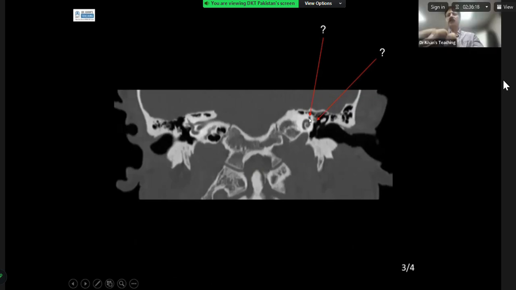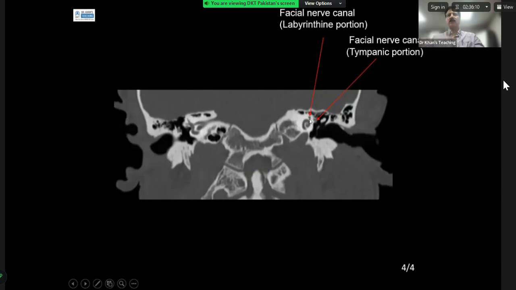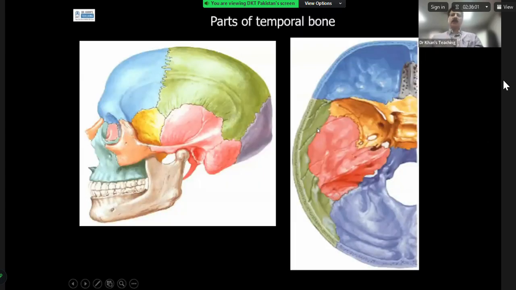What is this part? Is that then the labyrinthine part? Excellent. So that is the labyrinthine. We'll come back to this. This is the labyrinthine portion, and this is the tympanic portion. Okay, so let's go back.